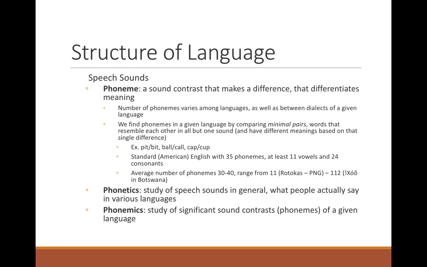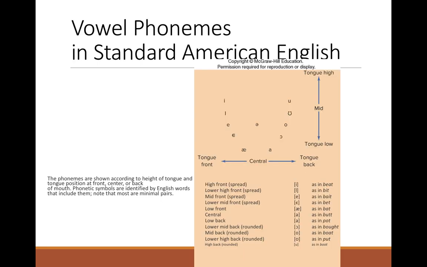Phonetics is the study of speech sounds in general, what people actually say in various languages, and phonemics is the study of significant sound contrasts, or the phonemes, in different languages. And so this diagram shows the phonemes and kind of how your muscles, particularly in the tongue, result in the production of different phonemes. So you can go through these sounds and kind of feel with your mouth how your tongue moves within your mouth. And we also move our palate when we speak. That is the soft tissue at the top of our mouth.